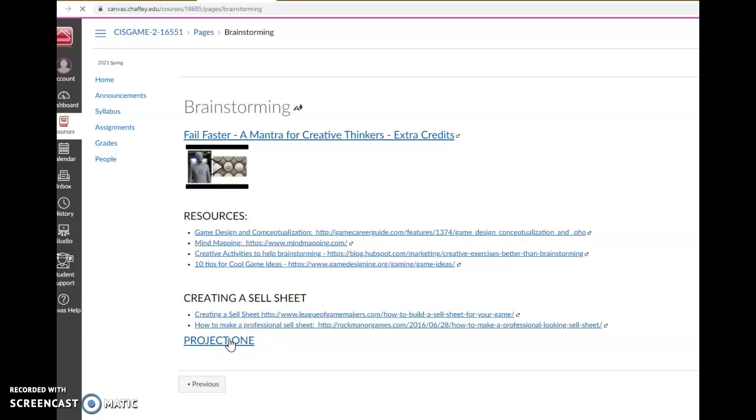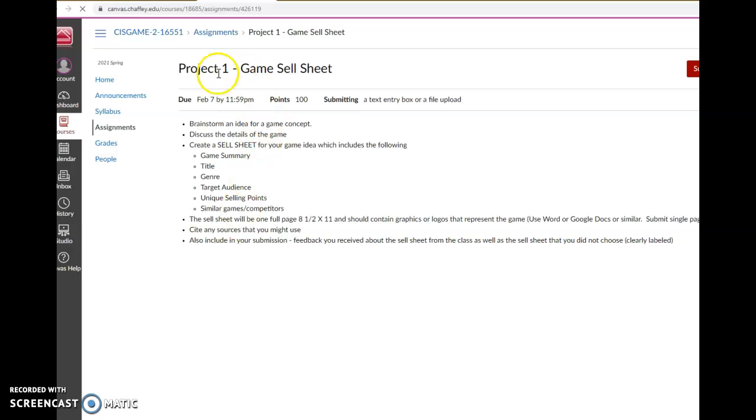So the project this week is to create this sell sheet, and it's going to be due by February 7th. That gives you a couple weeks to work on it. This is a group project. That means that you only need to submit one game sell sheet per group.